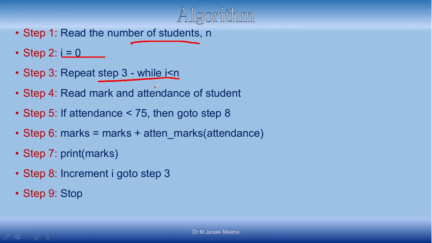You are going to read the mark and attendance of a particular student, and you are going to check if attendance is less than 75. Then you are going to go to step number 8, where you will increment the value of i, and you will go to step number 3. You have nothing to do if the attendance is less than 75%. And then you are going to add the marks with attendance marks.